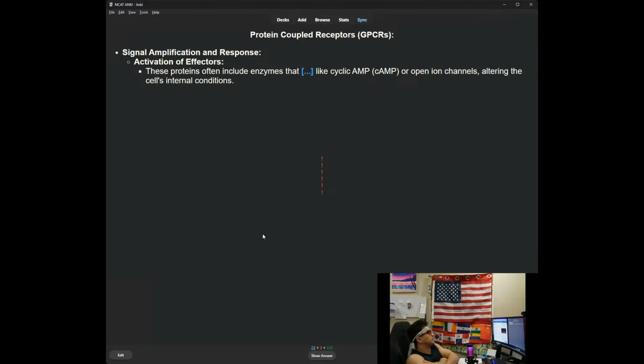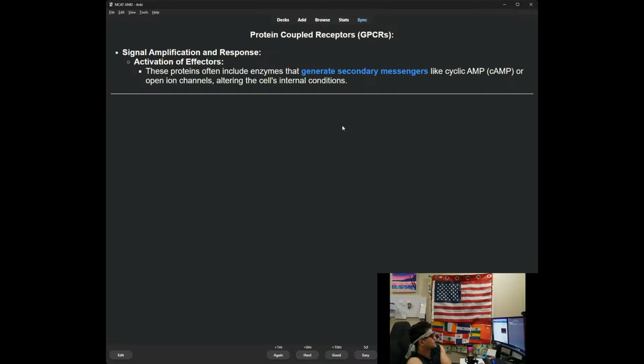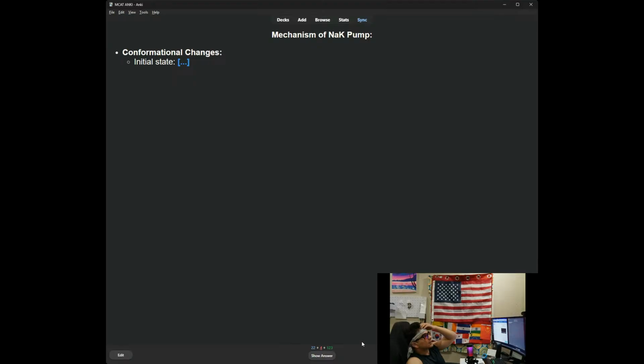Produce some sort of, well, I guess produce some sort of intracellular response, right? Generate secondary messengers. Okay. Oh, yeah, okay. GPCRs. That's fine. There we go. With the conformational sign right here.